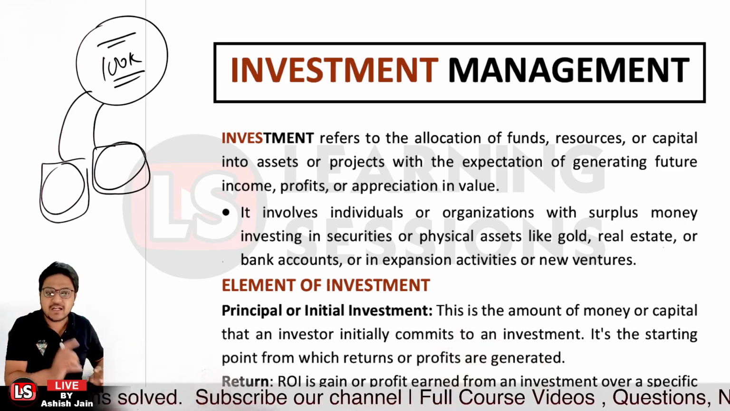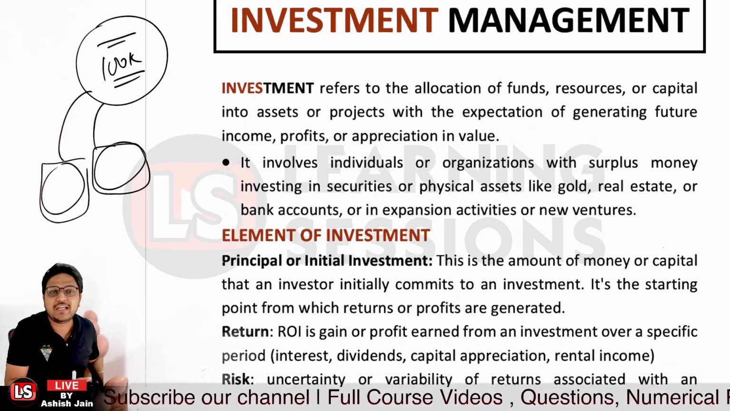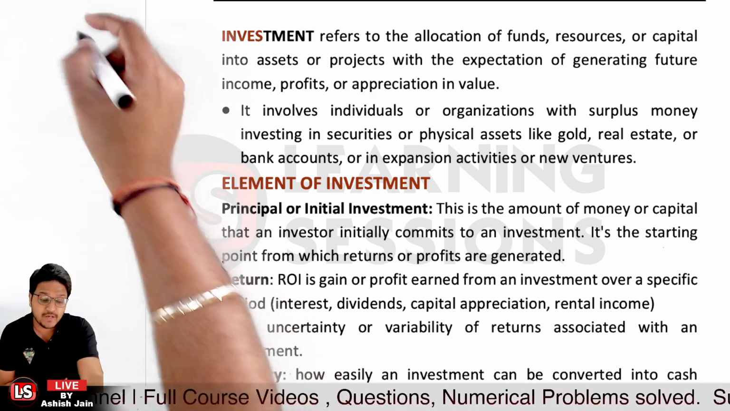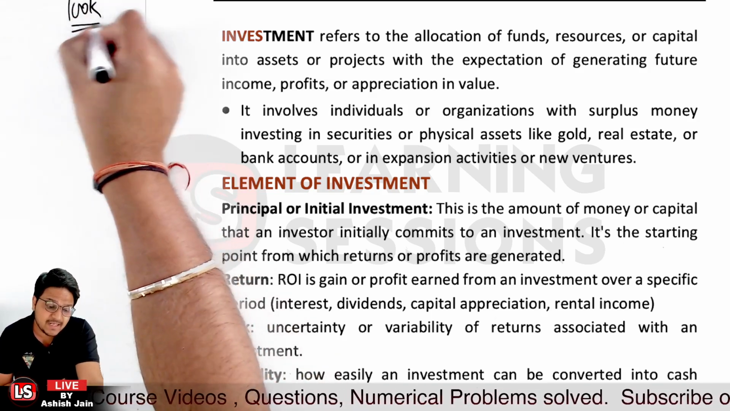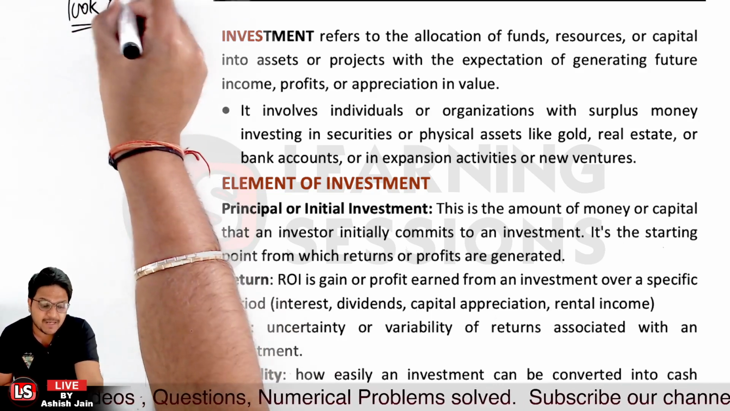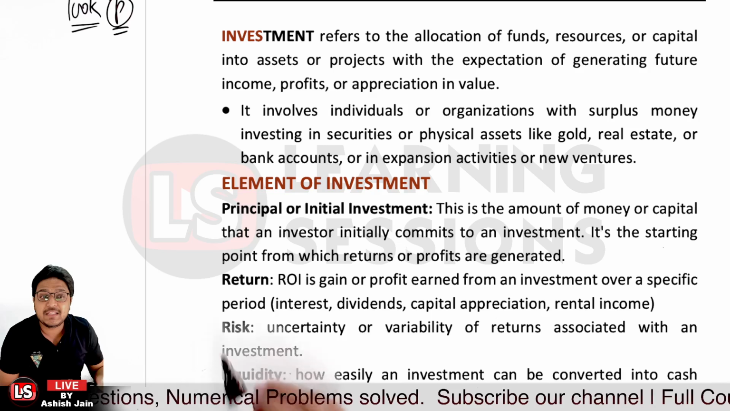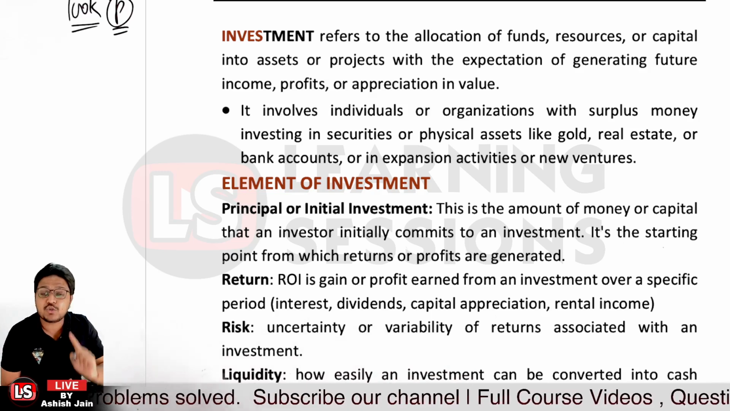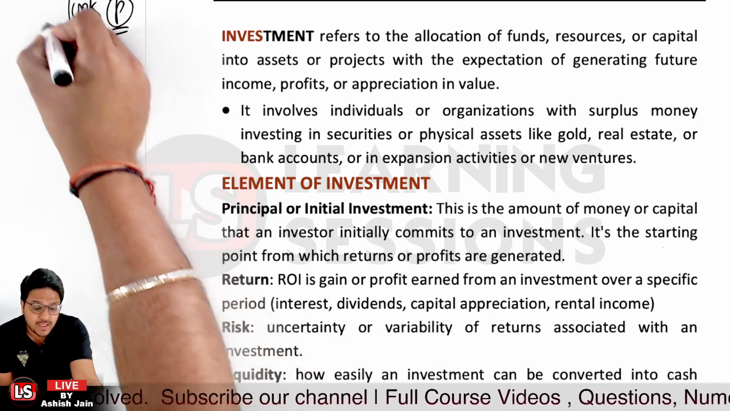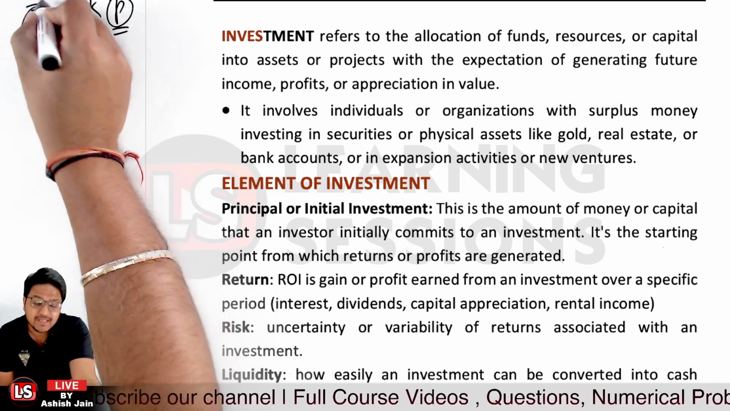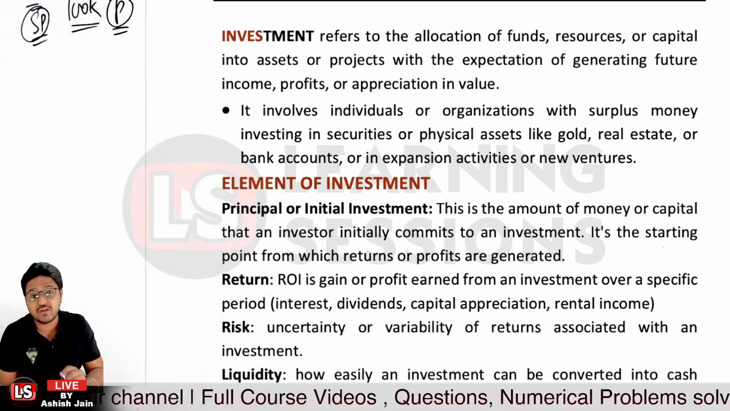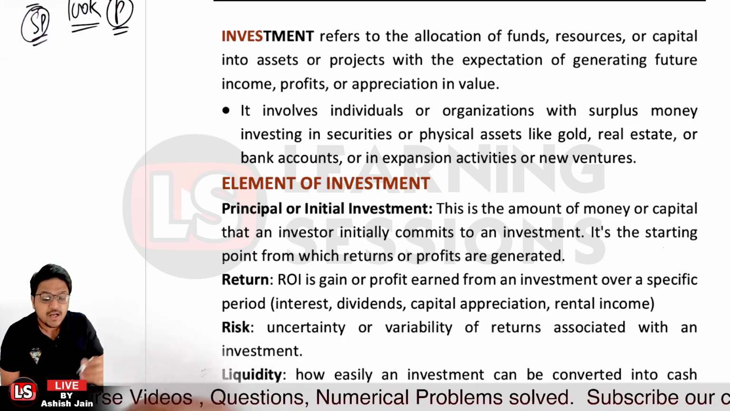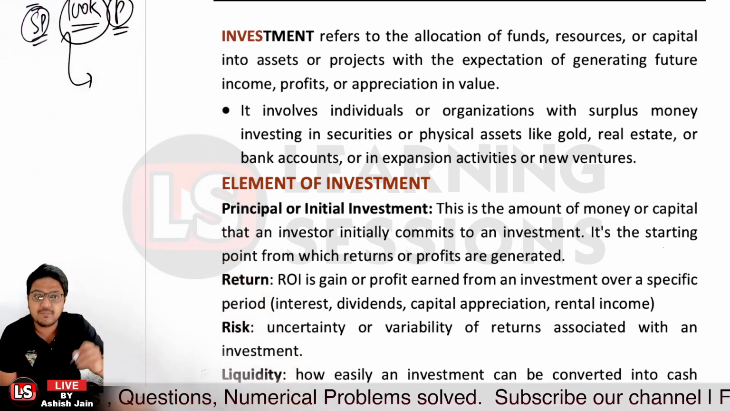Now let's understand the different elements in investment. First of all, it's the principal or initial investment. Like I told you, I'm ready to invest 100k rupees here. In that scenario, 100k represents the principal amount, the basic amount that we started with. That is the amount the investor initially commits to an investment, the starting point of the investment. When I started my investment, I had a total of rupees 100k, so that will be my principal amount and the starting point over which the profit returns will be generated.